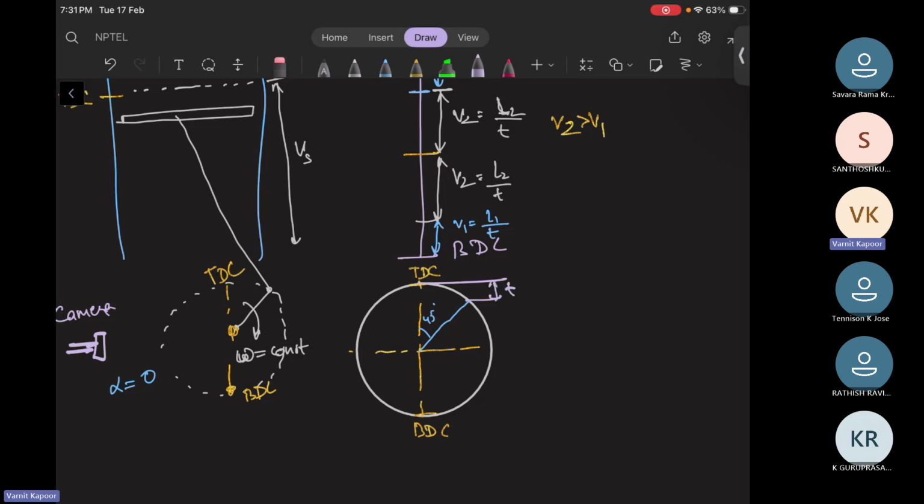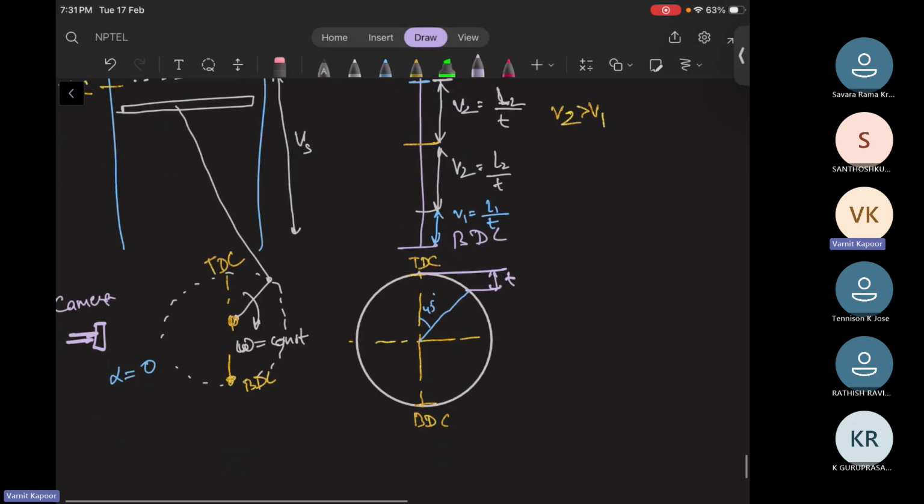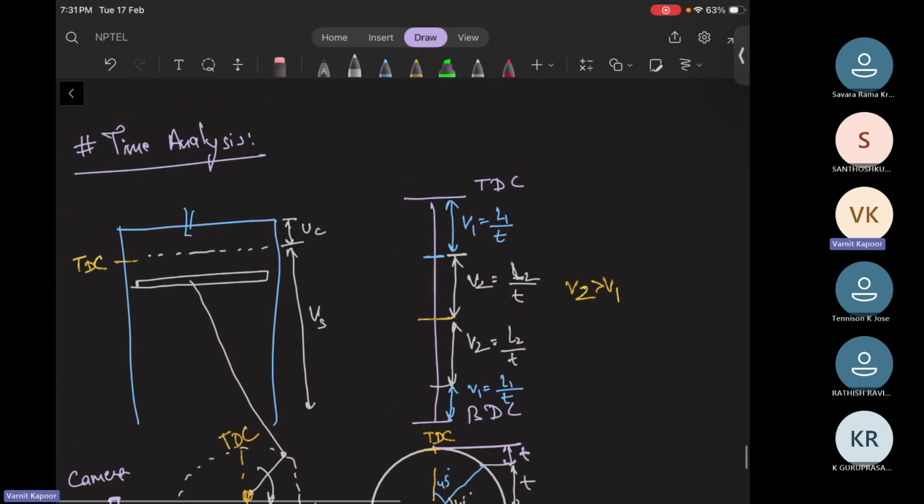Your V1 velocity will correspond to this for the next 45 degrees. For the same time, the reciprocating velocity will be higher, but the angular velocity of the system is the same.